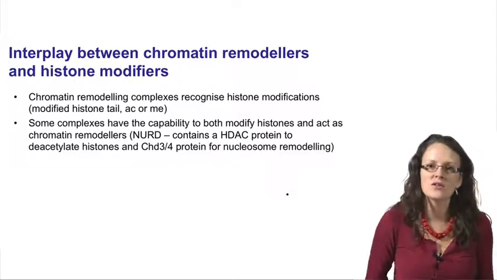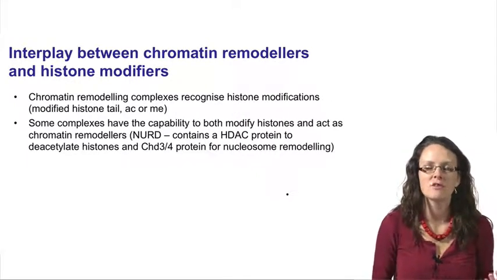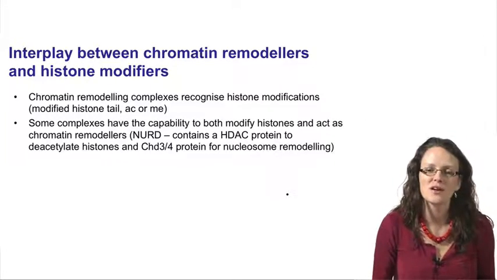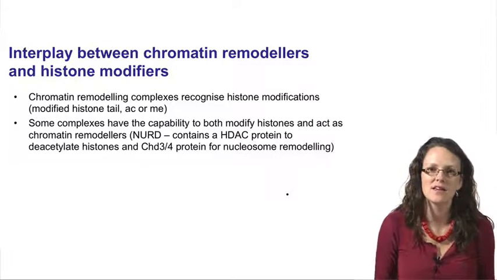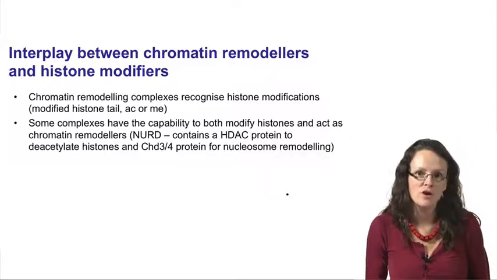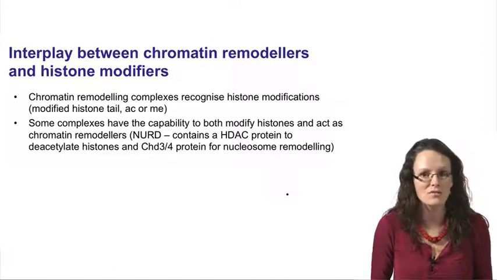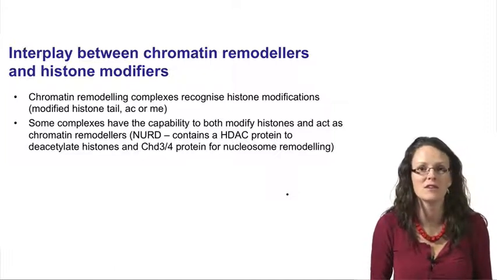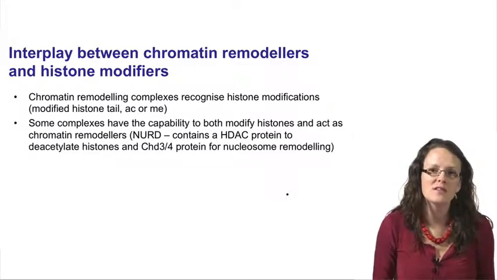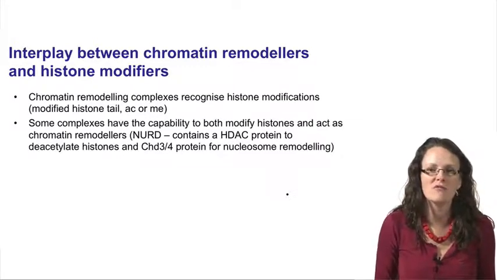So one of the really interesting things to think about is how is it that these chromatin remodelers work with the histone modifiers, that is, those proteins that lay down the histone methylation or acetylation marks. Well, I showed you with those three types of complexes, they each recognise modified histone tails, either the Sant domain, which recognises some form of modified histone tail, the bromo domain recognising the acetylated histone, or the chromo domain recognising the methylated histone tail.